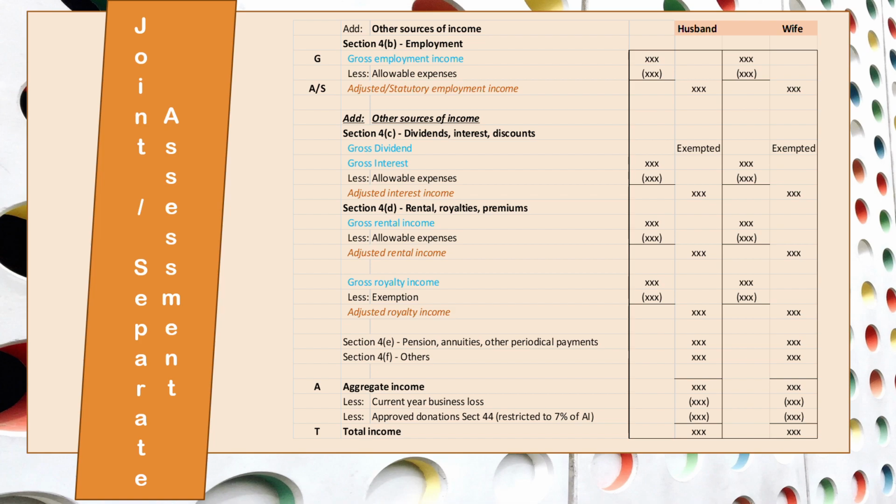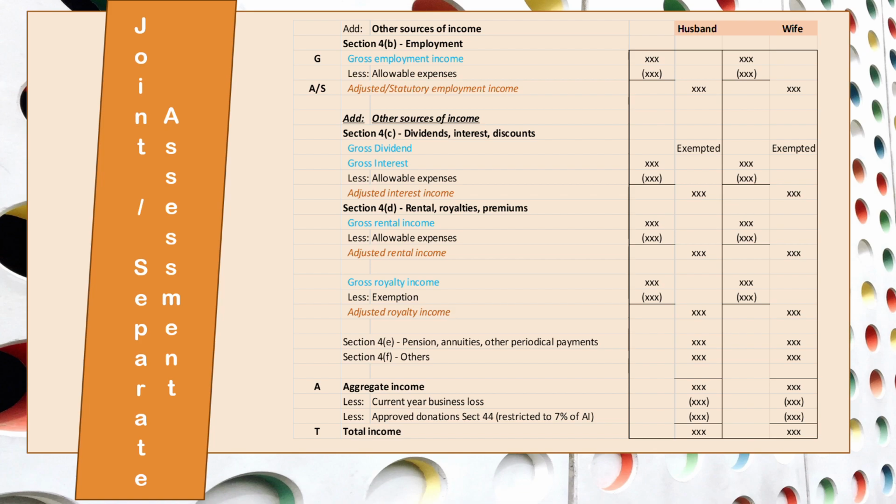So, meaning the husband would have his own tax liability on his own income, and the wife also would have her own tax liability on her own income. However, people might have an option to go for joint assessment. What does it mean by joint assessment? Joint assessment is when both incomes will be assessed as one, and therefore for husband and wife you only have one tax liability. Later I will show you what the format looks like.